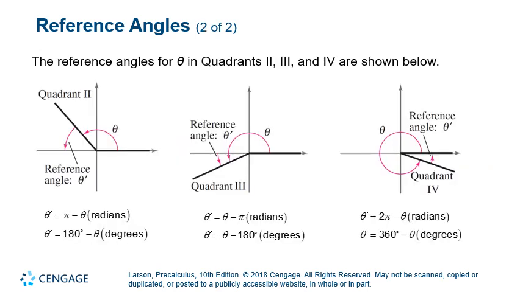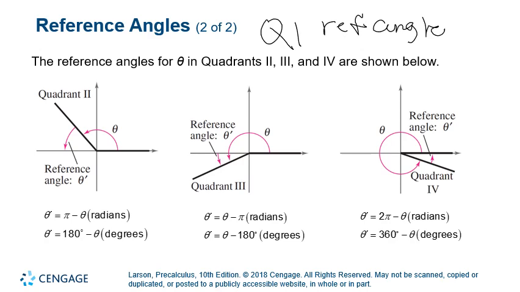So here you have some really nice pictures of the different quadrants and what the reference angles would look like. So obviously in quadrant 1, they're already acute. So they really don't need a reference angle. But quadrant 1 is full of reference angles. That's all there are in quadrant 1. Any angle in quadrant 1 is its own reference angle.